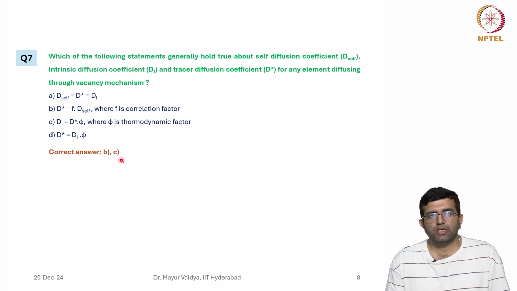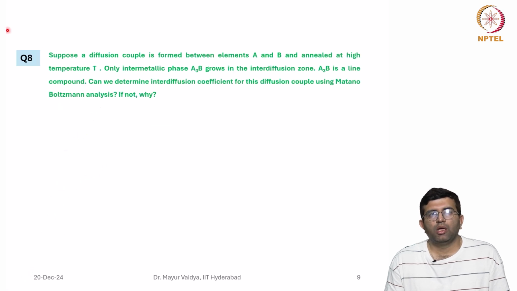So the answers are B and C. Now coming to question number 8. Suppose a diffusion couple is formed between elements A and B and annealed at high temperature T. Only intermetallic phase A3B grows in the interdiffusion zone, and A3B is a line compound. Can we determine interdiffusion coefficient for this diffusion couple using Matano-Boltzmann analysis?